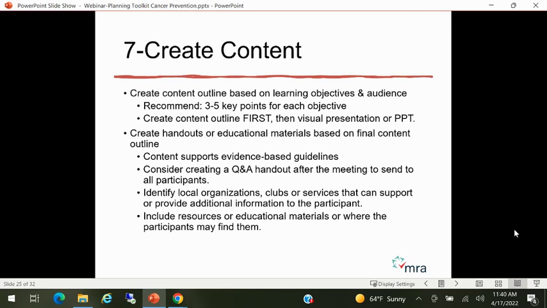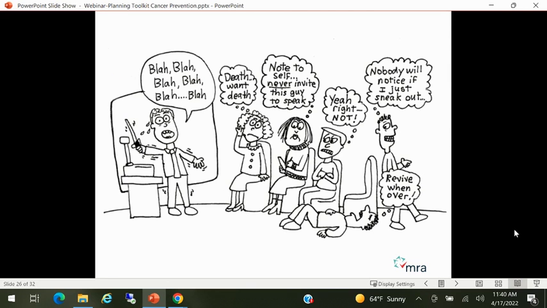In your handouts or your resources, identify any local organizations, clubs, or services that can provide additional information, that may be support groups. And then where can they find them? Or there may be additional educational materials on your facility's website or, say, on a SEER website or NCI website that they can take advantage of. All of that should be part of your content plan.